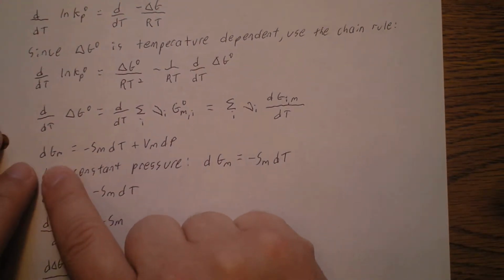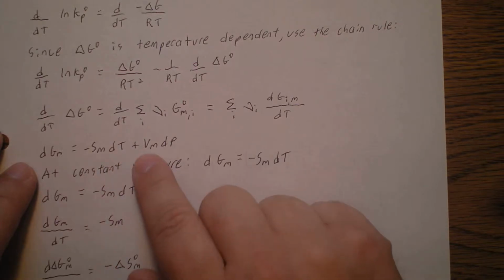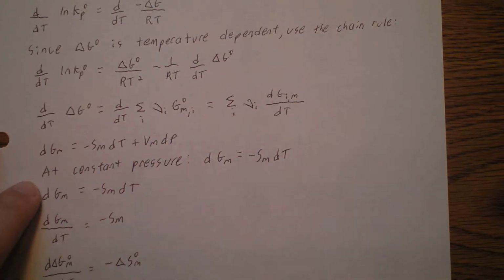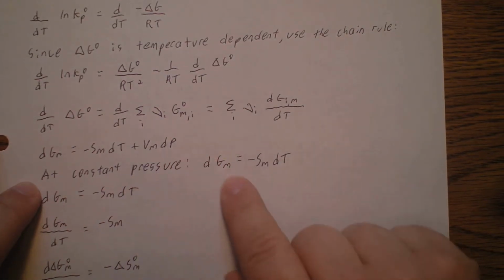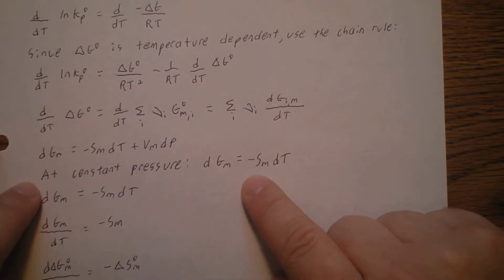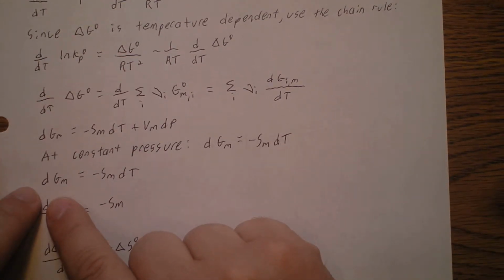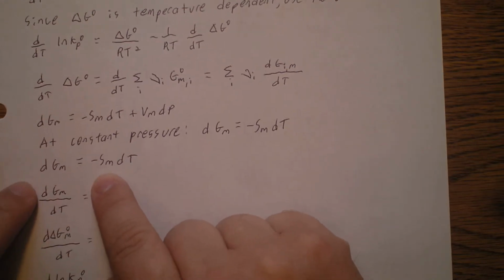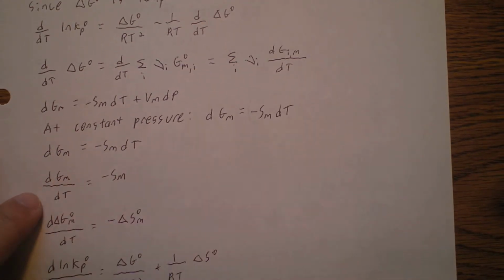Now remember, the differential of the molar Gibbs energy is equal to minus the molar entropy times the differential of temperature plus the molar volume times the differential of pressure. Now if we have a constant pressure process, we'll say dP is equal to 0. So then the differential of molar Gibbs energy is equal to minus the molar entropy times the differential of temperature. So that gives us what we have here. Just divide by dT to get it over there.